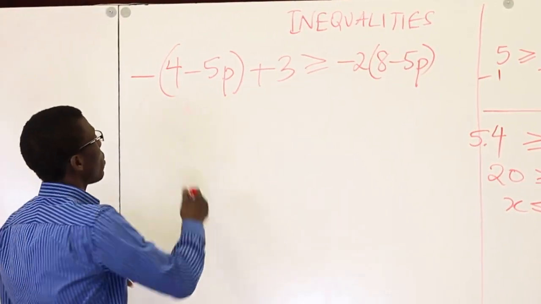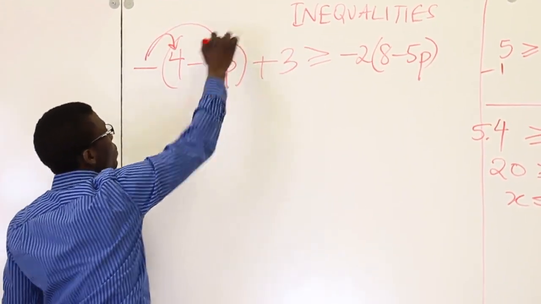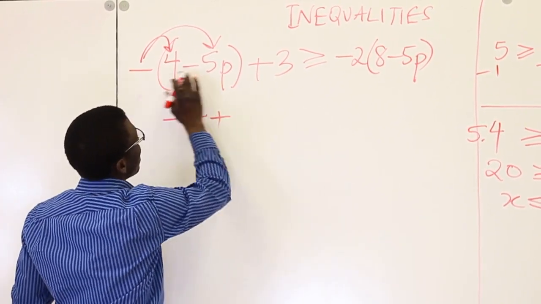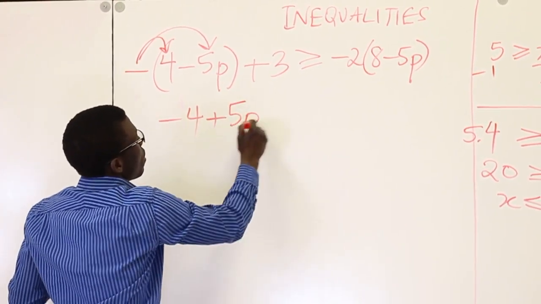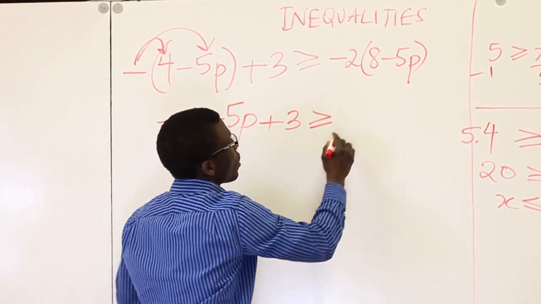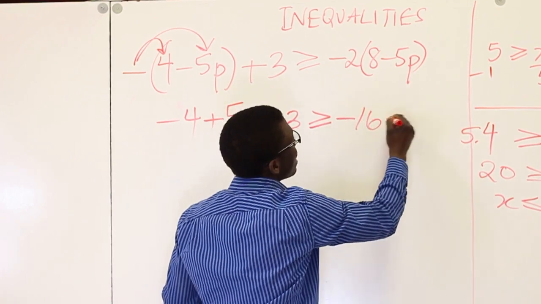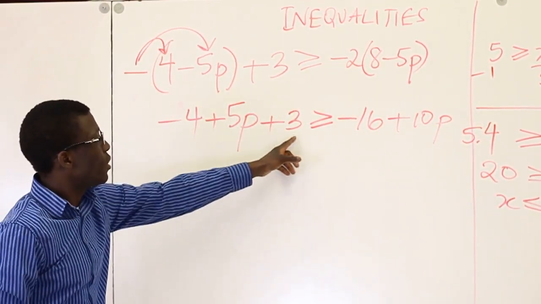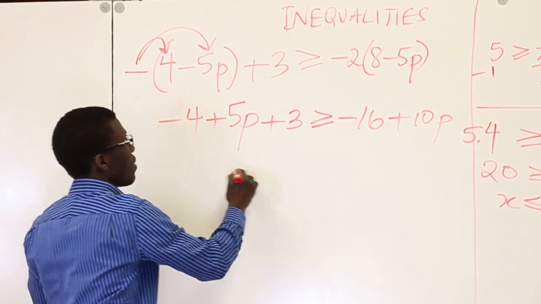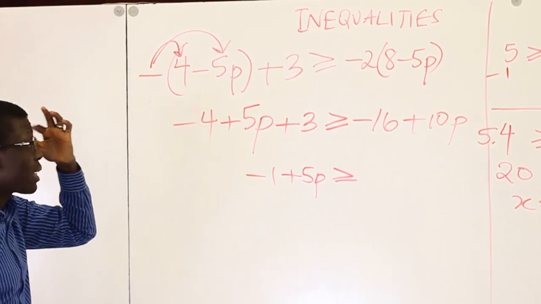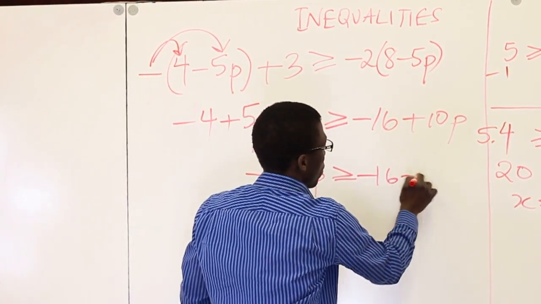Now let's look at this problem. You distribute the negative, you get minus 4 plus, the negative times the negative is positive, plus 5p plus 3 is greater than or equal to negative 16 plus 10p. Okay, and so then you add like terms, negative 4 plus 3, you have negative 1 plus 5p on the left side. And on the right side, we have negative 16 plus 10p.